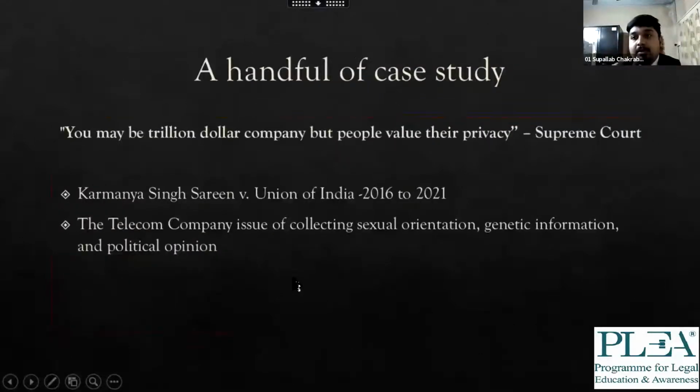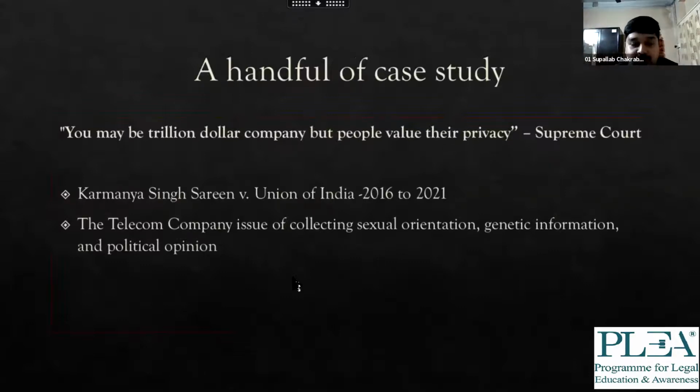So let me draw your attention to this line, brilliant words said by Chief Justice Bobde, which says that you may be a $1 trillion company, but people value their privacy. So this is in the context of the WhatsApp case.